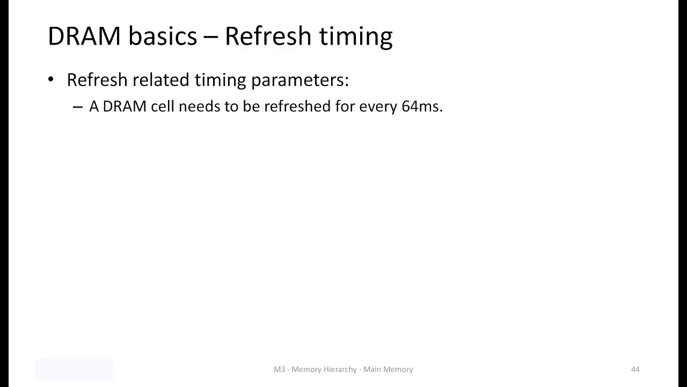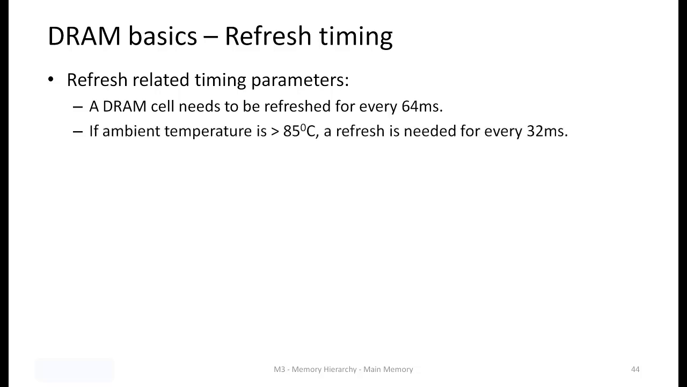The refresh related parameters are something like this. We need to refresh every DRAM cell in our main memory every 64 milliseconds. Now, if the ambient temperature is greater than 85 degrees, then the refresh rate is doubled. It means that we need to refresh the DRAM cell every 32 milliseconds.